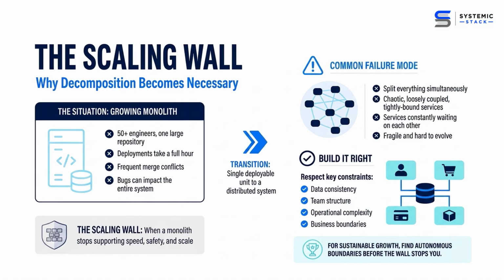It's the transition from a single unit of deployment to a distributed system. The failure mode here is often a knee-jerk reaction where you try to split everything at once without understanding the dependencies. This usually results in a chaotic system where services are constantly waiting on each other. To avoid that, you have to look at the constraints like data consistency and team structure. Identifying these pressure points early is what allows you to build a system that can actually survive the growth of the company without grinding to a total halt.